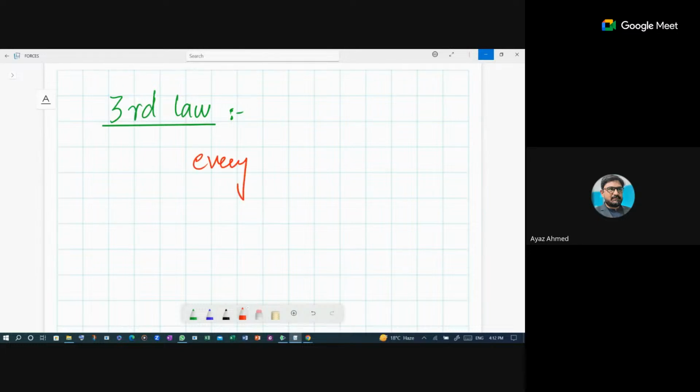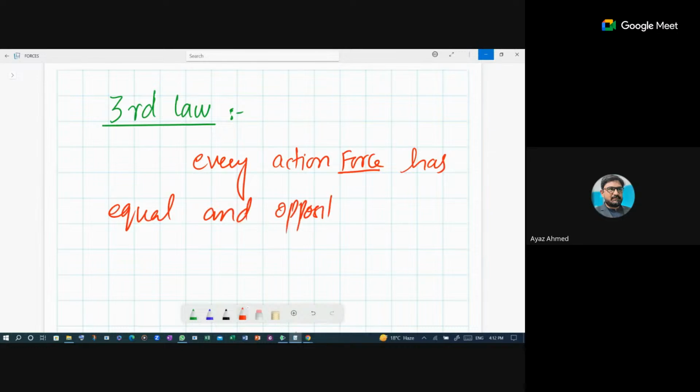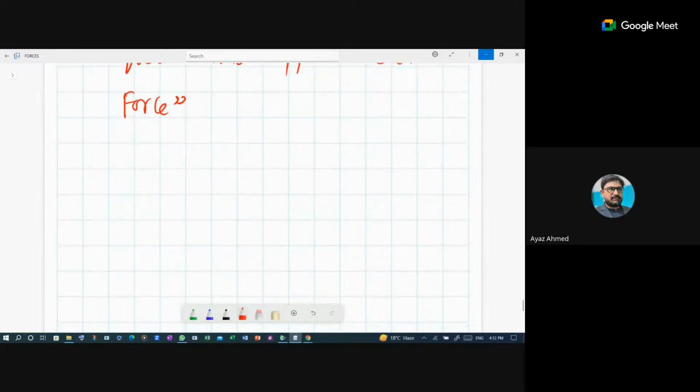Every action force has an equal and opposite reaction force. Got it? Yes, sir. So remember this, it is a very important thing: every action has an equal and opposite reaction.